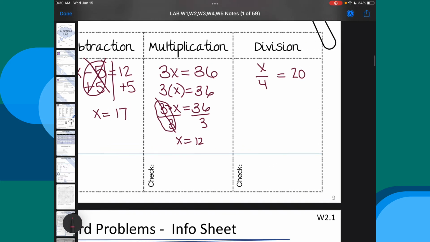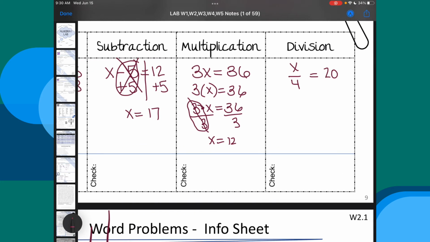And lastly, we have an example of division. When we use the inverse of multiplication, it's important that we multiply the x, which is in the numerator, on both sides by 4. Then we have 4 in the numerator divided by 4 in the denominator, and that cancels out to 1. So x is equal to 80. Remember, division could also look like x divided by 4. We would do the same steps.